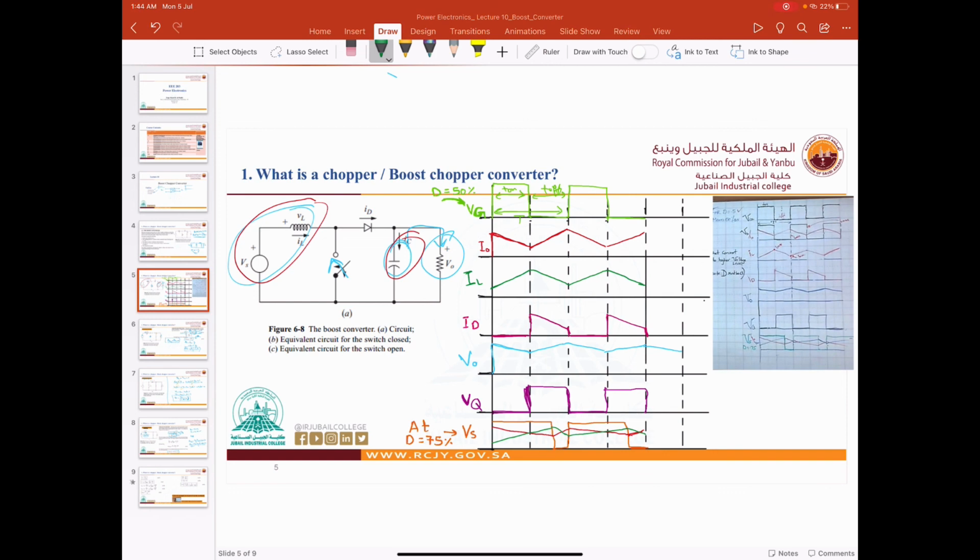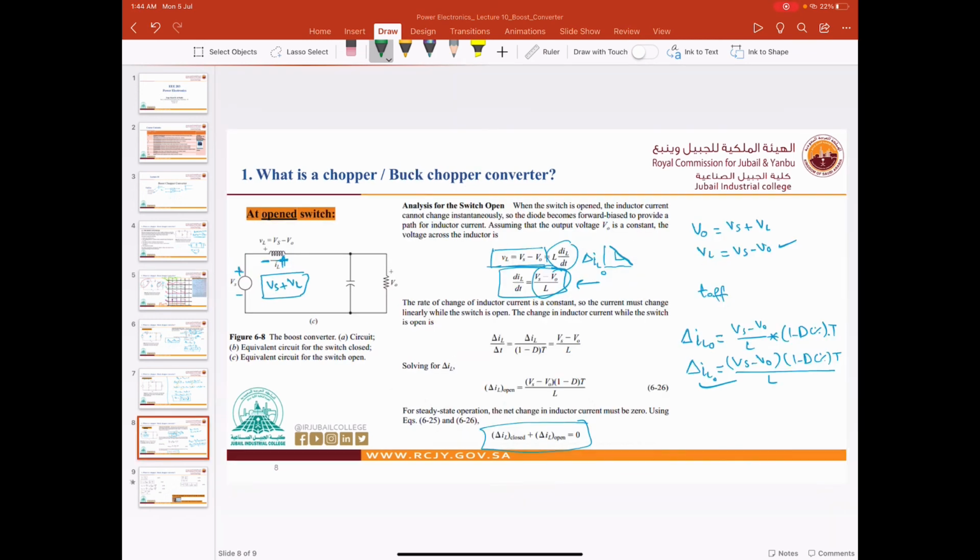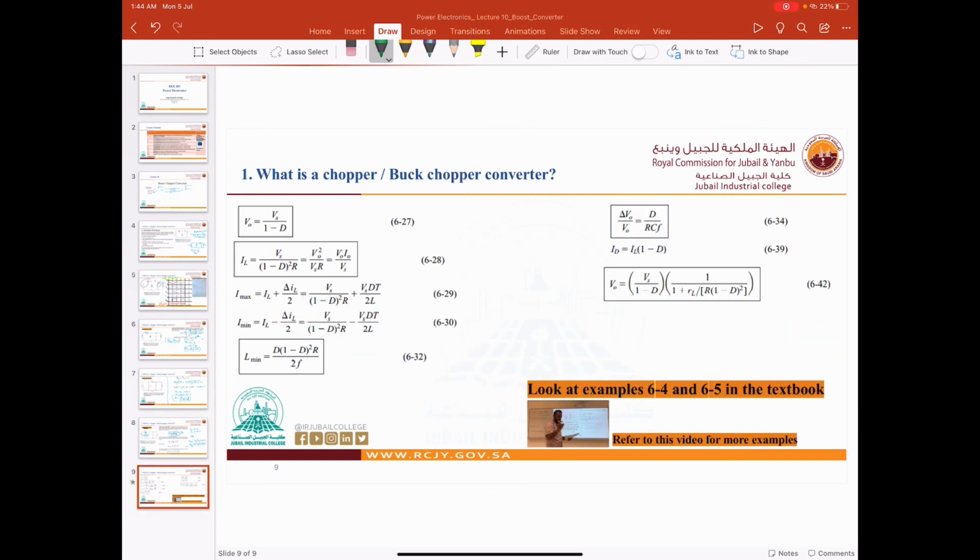Okay, this is all about our lecture today. You can find the formulas here from your book, ya shabab. These are the formulas from your book. Again, the same formula for this is for boost, right? Please look at examples 6-4 and 6-5 in your textbook, and refer to this video in order to see more examples.